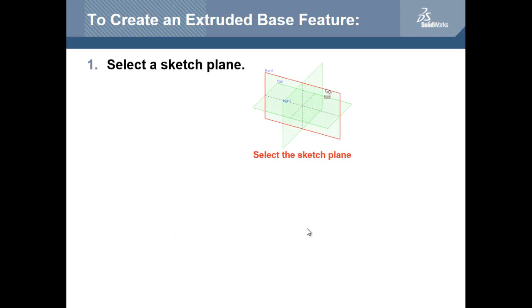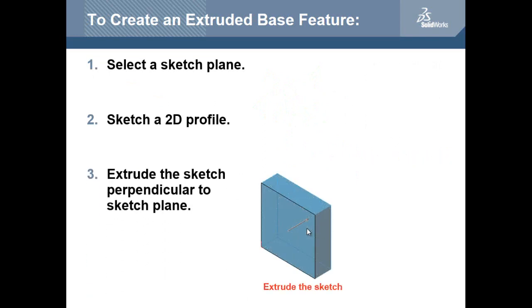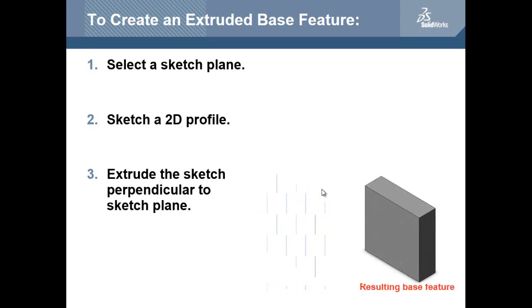Select a sketch plane. Sketch a two-dimensional profile. Extrude the sketch perpendicular to the sketch plane, resulting in a base feature.